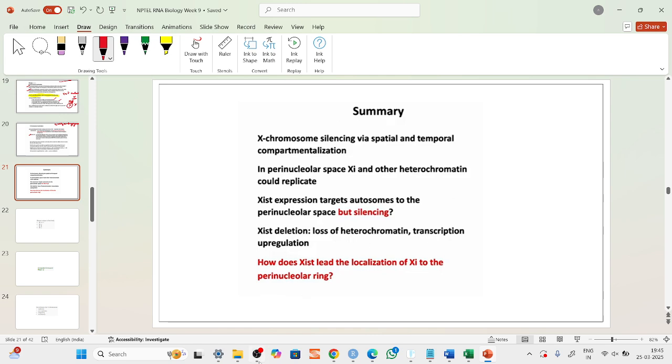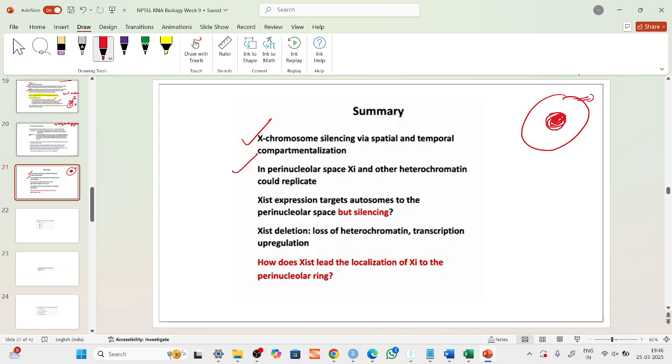Okay, so this is the summary, and then I'll come to the questions. In summary, X chromosome silencing occurs via spatial and temporal compartmentalization. In the perinuclear space, the inactivated X and other heterochromatin could replicate. If this is the nucleus, this is the periphery. Heterochromatin is at the periphery. Transcriptionally active material is present at the center, and transcriptionally inactive material is present on the periphery. So in this perinuclear space, heterochromatin and the inactivated X chromosome are present, and euchromatin and the activated X are in the center of the nucleus. That is why X chromosome silencing happens via spatial and temporal compartmentalization.